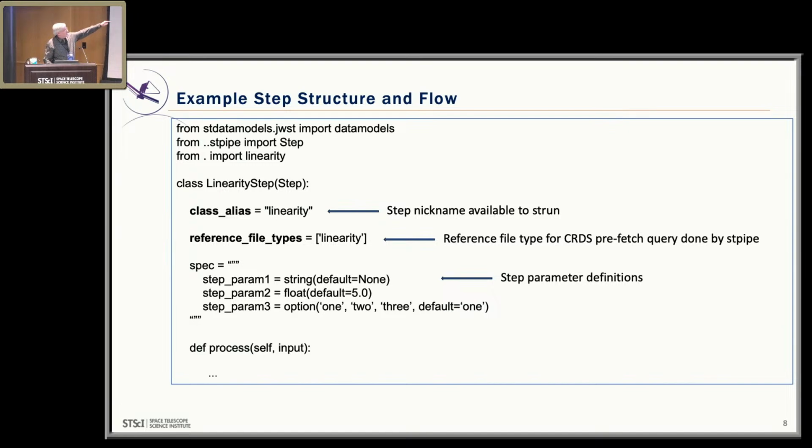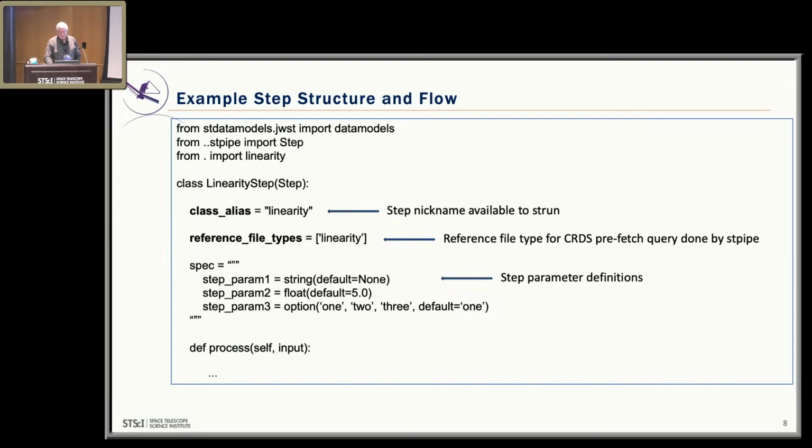There's a class alias that can be specified, which just acts as a shortcut or nickname for the step, so that if you're running from the command line, you don't have to type jwst.linearity step to access this particular step class. You can just type linearity and it knows what you're talking about. The next line down there, reference file types. This can be a list of one or more names of reference file types that the step needs.